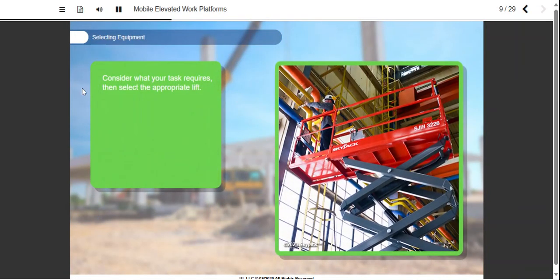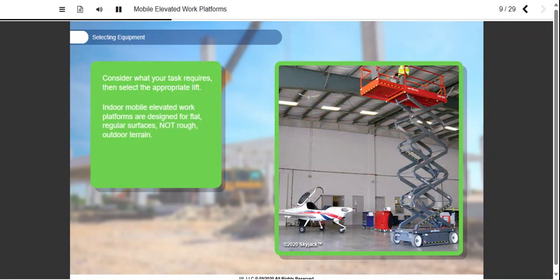Consider what your task requires and then select the appropriate lift. For example, if multiple workers need to be on the platform, a scissor lift may be suitable. Remember that indoor mobile elevated work platforms are meant to be operated on flat, regular surfaces. They are not designed for rough outdoor terrain and can easily tip in this environment.